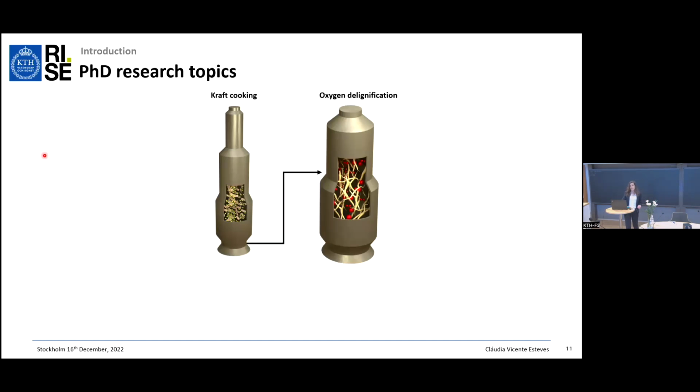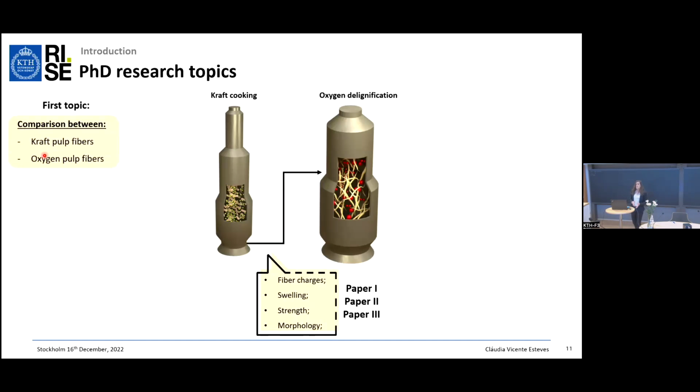So I started with this, comparing kraft cooking with oxygen lignification. And here I studied a lot fiber charges, fiber swelling, pulp strength, of course, because this is the main goal, and also fiber morphology was one of the main topics that we saw was very important to study. So the first three papers are very much about this.